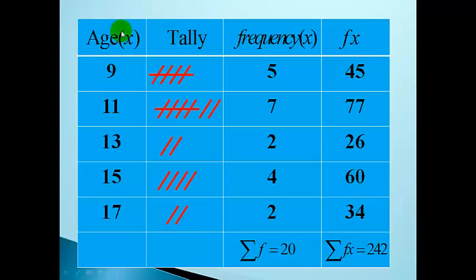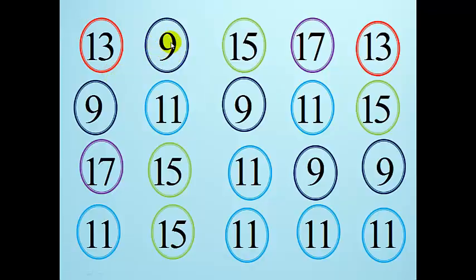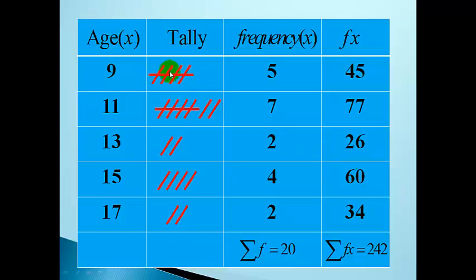Now we have the table. We have the age, that is X: 9, 11, 13, 15, 17. These are the tally. We have the frequency and the fx. Now, with the tally, when we consider 9, we go back to the data and count. Considering age 9, we have 1, 2, 3, 4, 5. So back to the table, we have the tally.